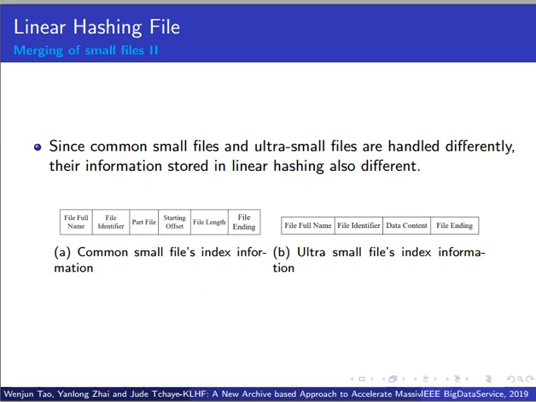Since common small files and ultra small files are handled differently, the information stored in the linear hashing is also different. The first picture shows common small files' index information, and the second picture describes the information of ultra small files' index.